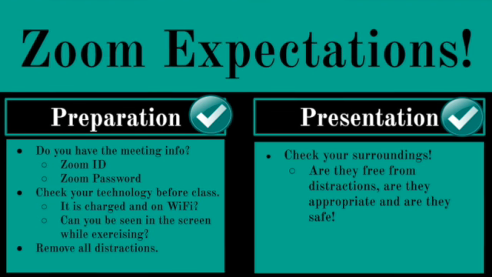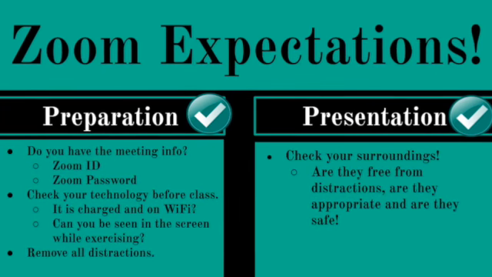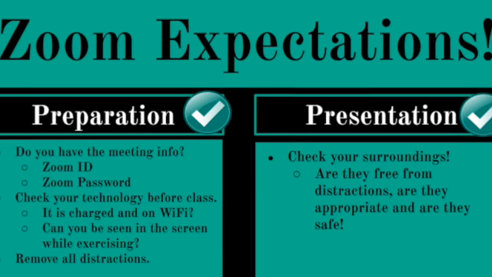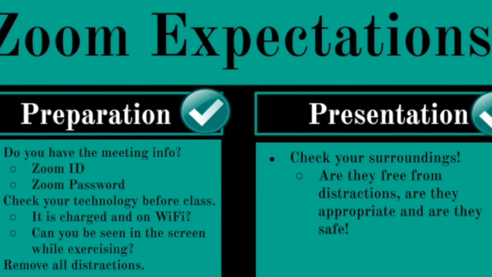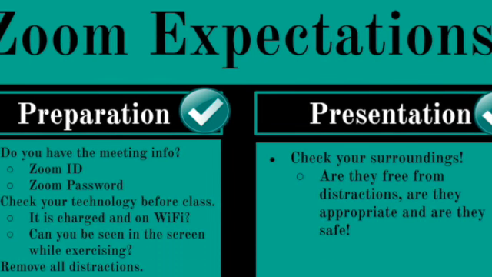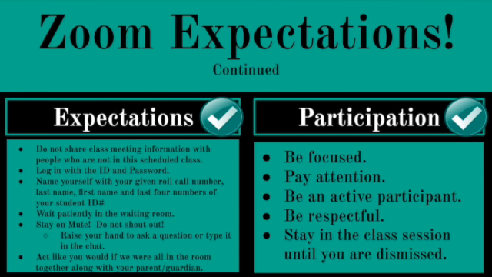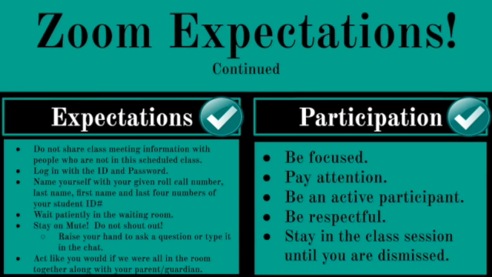Prior to all class meetings, students should make sure that they have the proper Zoom ID and password. They should check their technology, their Wi-Fi, make sure that it is all working, and remove any distractions. They should make sure that they have an appropriate and safe area to work out in. It is important that students do not share any class meeting information with others, such as the login or password.